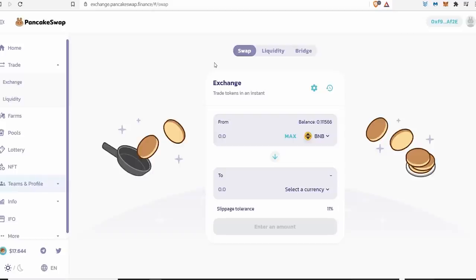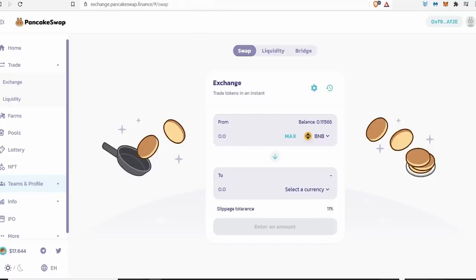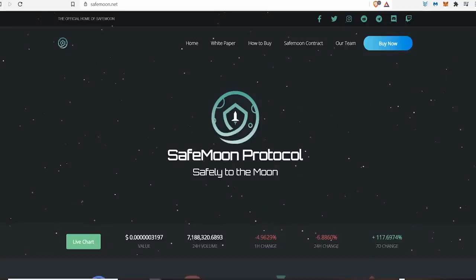But if you just leave it at 1 or 0.5, you're not going to get your payment through. It's that simple. So right now, that's the only way to be buying SafeMoon, as far as I'm aware. Some people have been saying Trust Wallet or Trust, whatever it is. If you can get it on there, great, cool. Drop your comments down below, let people know.